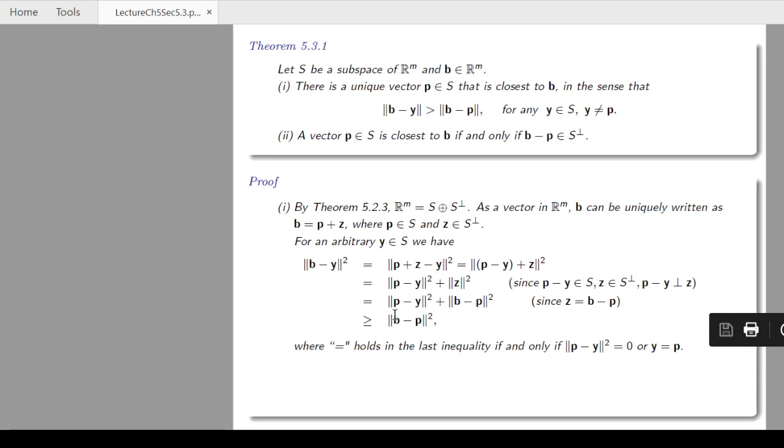So for any y belonging to S, the square of the distance between y and b is at least equal to the square of the distance between b and p. To reach the strict inequality, we need y not equal to p. If y equals p, then of course these two parts are the same.